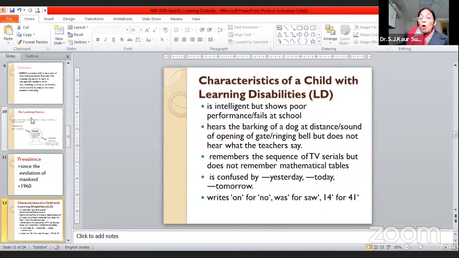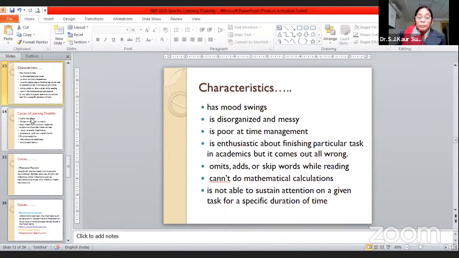They write on for no. उनको no लिखना है. They will write on. उनको 100 लिखना है. They will write was. उनको 14 लिखना है, 41 लिखना है. They will write 14.